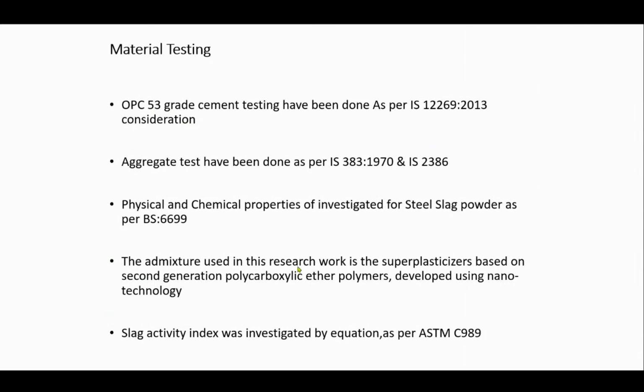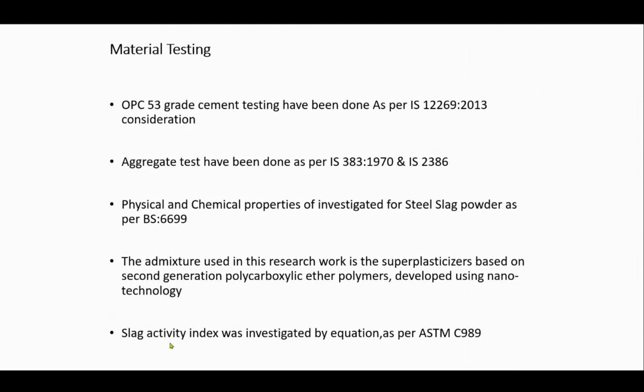The admixture used in this research work is a superplasticizer based on second generation polycarboxylic ether polymer developed using nanotechnology. There are types of admixtures, as I told you, depending on the application, meaning what your exact need is. You may be making concrete from a strength point of view, a durability point of view, or you may need lightweight concrete or heavy dense concrete. As per that, you have to use the admixture. But here we are using HPC, high performance concrete, so we are using a polycarboxylate ether polymer admixture.